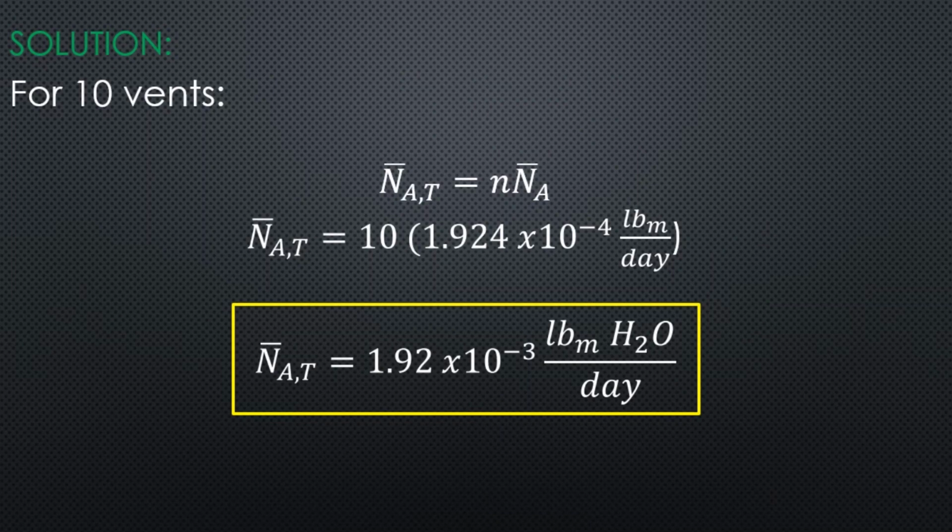For 10 vents, we multiply the previous result by 10. Thus, we get the evaporation loss of water from 10 vents at 1.92 times 10 to the negative 3 pound mass of H2O per day.